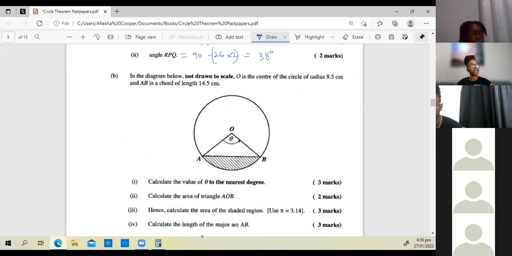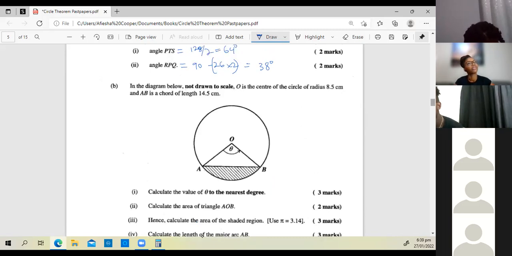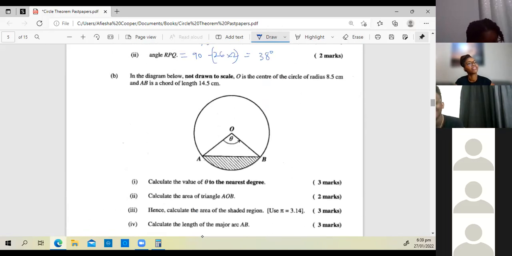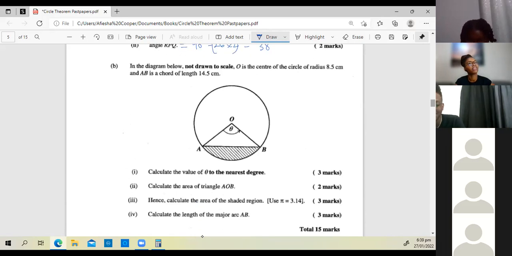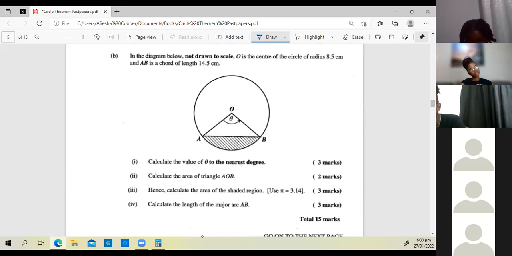Part B. Did we need to do this question? We didn't need to calculate the value of theta. Yes. Miss, but I did it. Miss, that was hard work. Very, very hard work. Probably hard work, miss, out of my day.